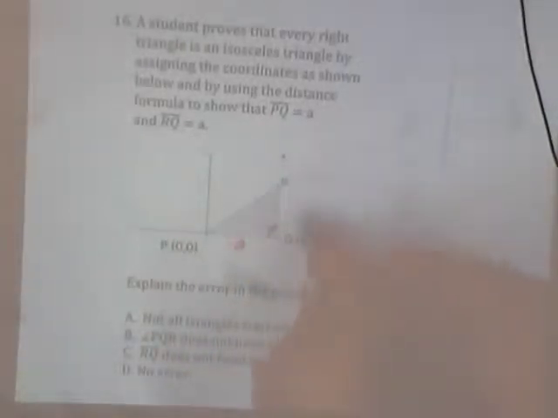They don't tell us anything about R, though. R could be there, it could be up here, it could be down there. They don't tell us anything about it. The student is saying that every right triangle is an isosceles triangle. So the student is saying that the distance here is also A.